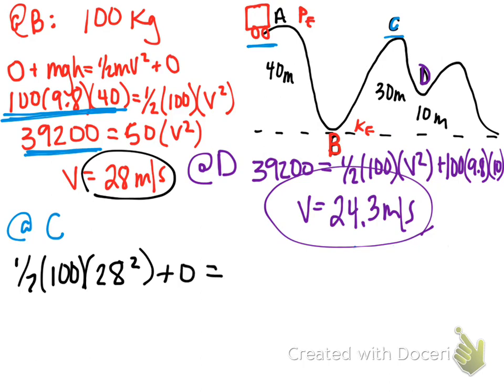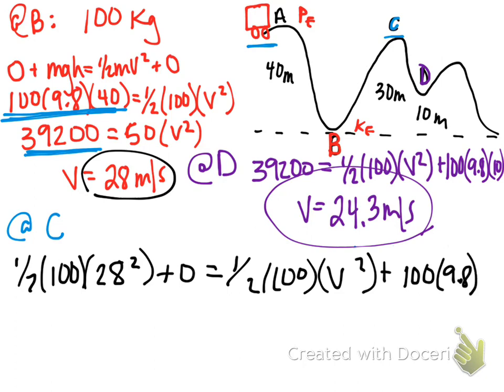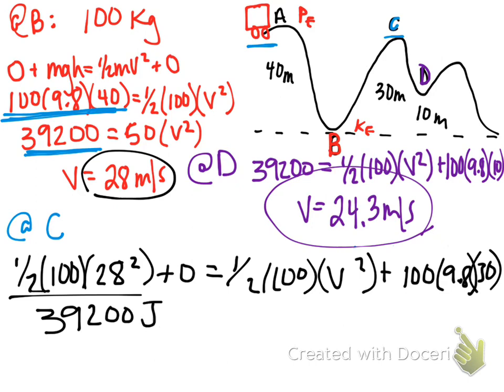Okay, it has no potential energy. At point C, we know it has both, so I'd say 1/2 m v squared. Sorry, we know our mass here. 1/2 m times v squared plus 100 times 9.8 times 30. Okay, when I solve this right here, 0.5 times 100 times 28 squared, I get 39,200 joules. Okay, isn't that exactly the same amount of energy that we proved to be in part A? Right, that's the whole point, that energy is conserved.